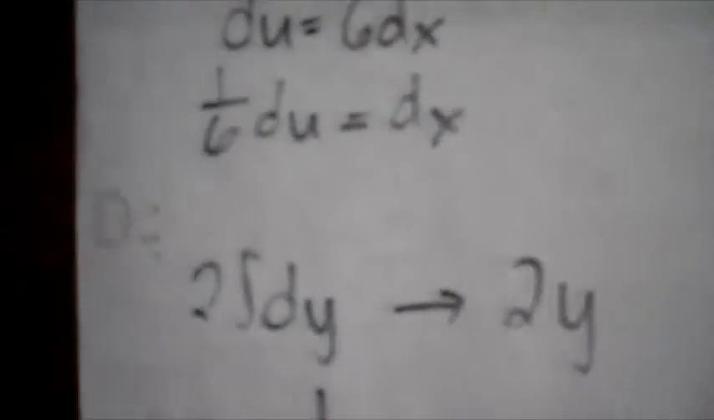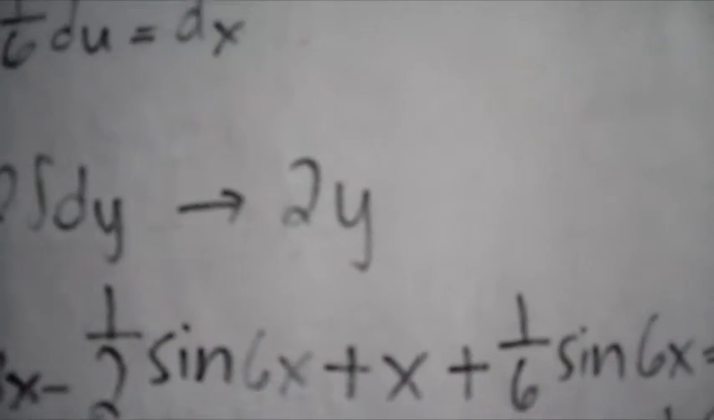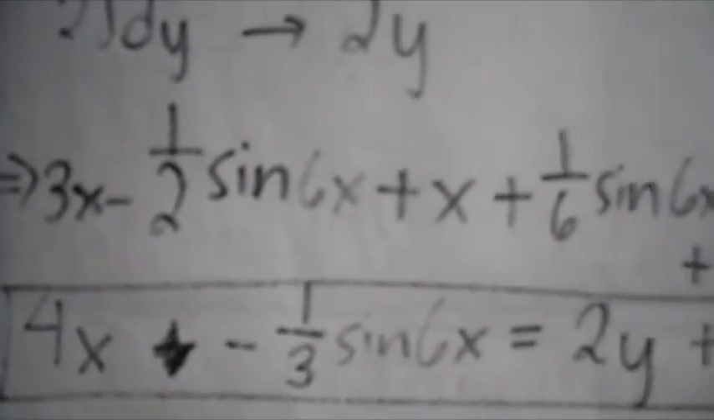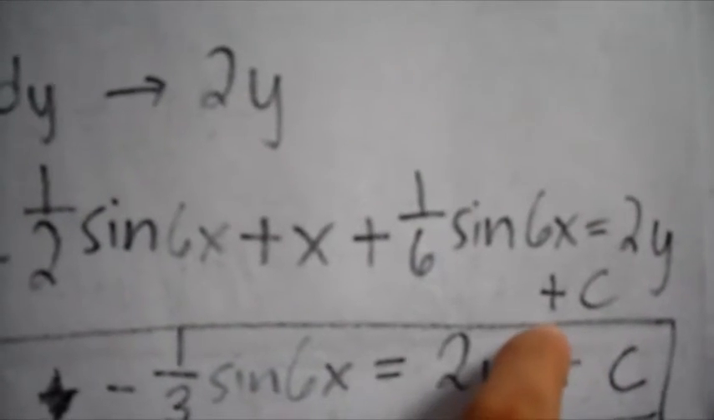For part D, we get 2 the integral of dy. The integral of dy is just equal to y, so we immediately get 2y. Combining all the solutions we had earlier, 3x minus 1/2 sine 6x, x plus 1/6 sine 6x, and 2y, we get 3x minus 1/2 sine 6x plus x plus 1/6 sine 6x plus 2y plus c.